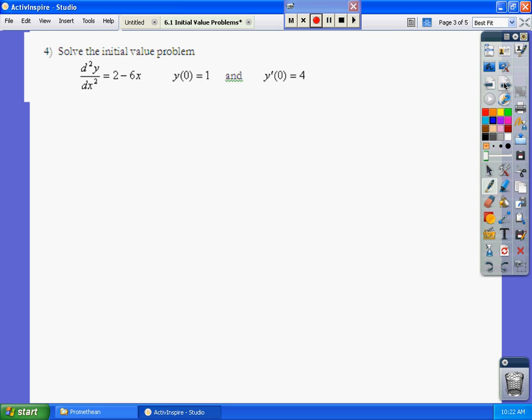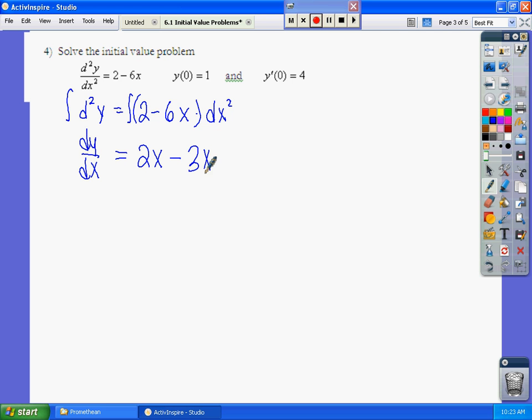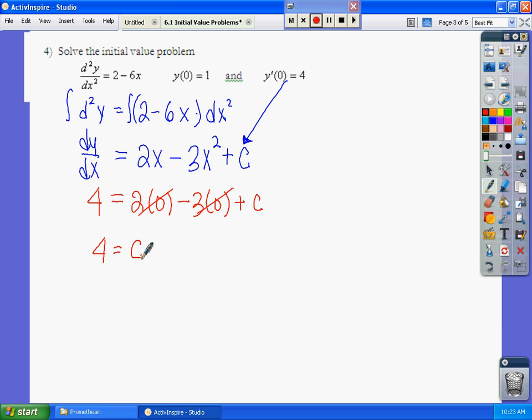Moving on, we're going to look at another initial value problem, but this, if you'll notice, starts with the second derivative. So when I do the problem, I'm actually going to be able to find the first derivative. I'm going to multiply by dx, and take the integral, and this will give me dy dx. The first derivative is equal to 2x minus 3x squared plus c. You have to have the plus c. I'm actually going to use this initial value to solve for my c. So my y prime of 0 is equal to 4. So 4 is the y prime, 0 is my x, and then plus c. 4 is equal to c. Therefore, my derivative function is now 2x minus 3x squared plus 4.